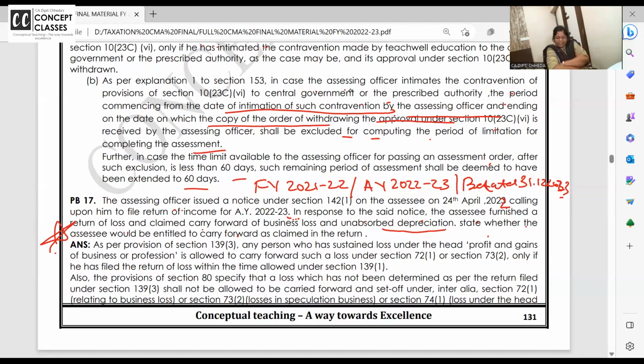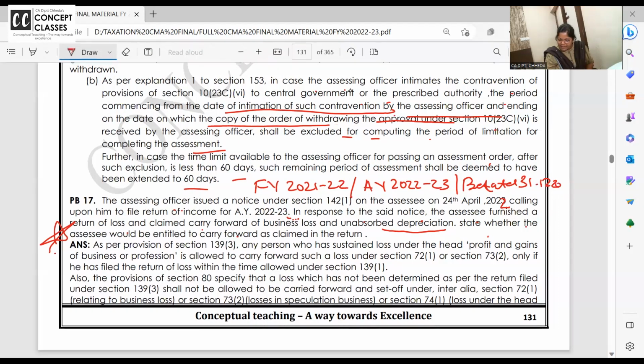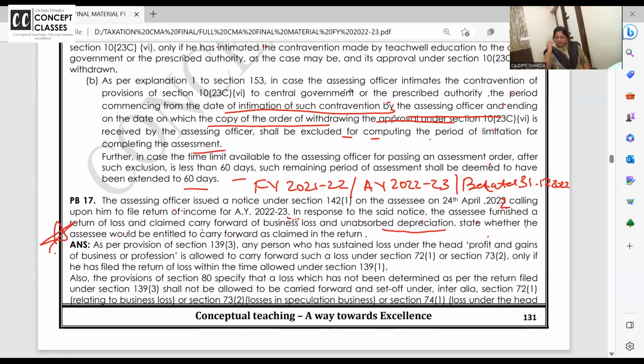One second. Assessing officer issues notice under 142(1) on assessee on 24th April, calling upon him to file the return for assessment year 22-23. Assessment year 22-23 का रिटर्न तो दिसंबर 22 तक ही देना था ना, असेसमेंट ईयर के दिसंबर तक ही देना है. And they are doing the assessment in April 23 only. Please let it be April 23. Then only it will come correct.